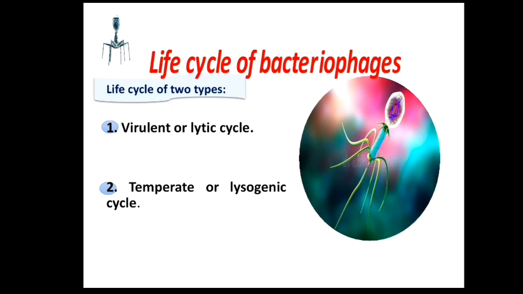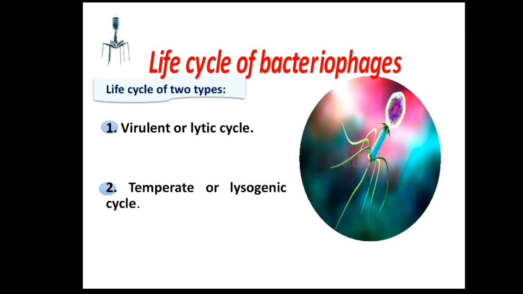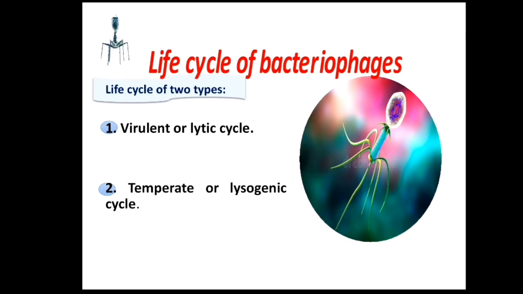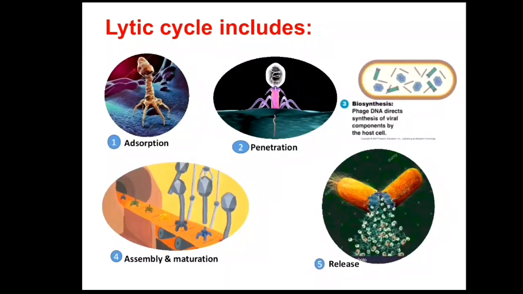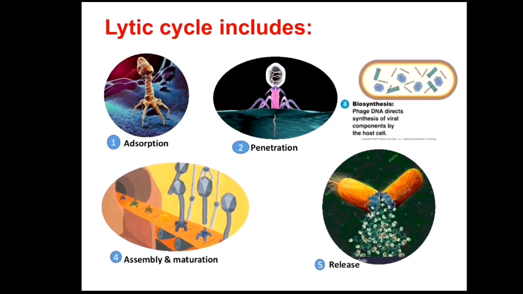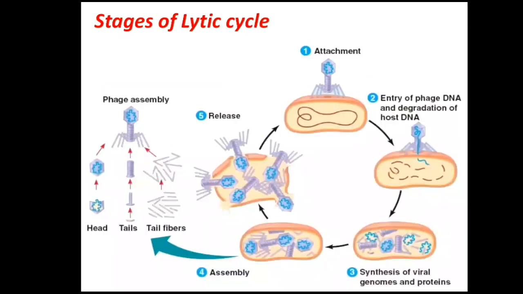I'm Faisal Mohammed, third year medical student, and I will talk about the life cycle of bacteriophage, which is of two types. Firstly, the virulent or lytic cycle. Secondly, the temperate or lysogenic cycle. The lytic cycle includes firstly adsorption, secondly penetration, then the biosynthesis of phage components, after that assembly and maturation, and finally release of progeny.